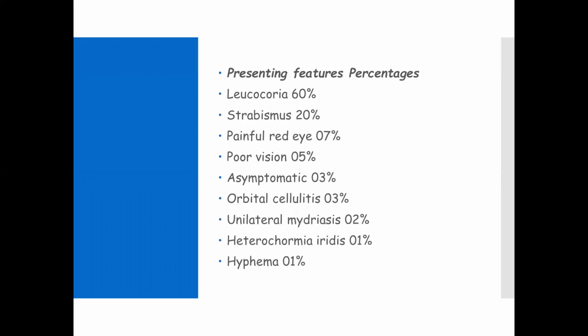Presenting features in terms of percentages: we've got leukocoria, which is 60%, strabismus 20%, painful red eye 7%, poor vision 5%, asymptomatic 3%, orbital cellulitis 3%, unilateral mydriasis 2%, heterochromia iridis 1%, and hyphema 1%.